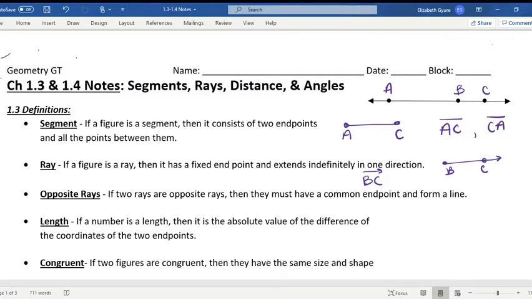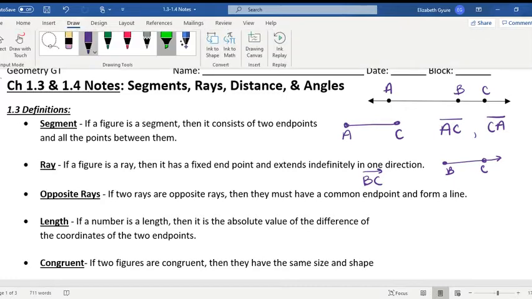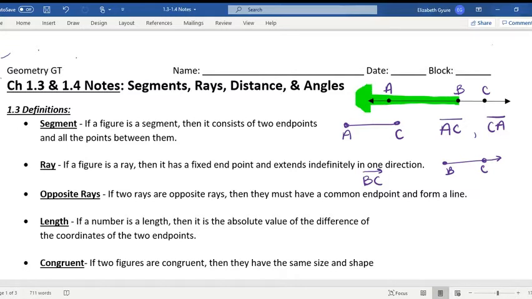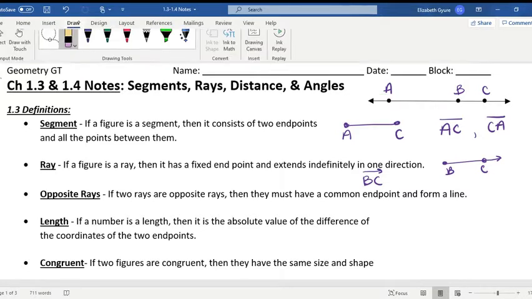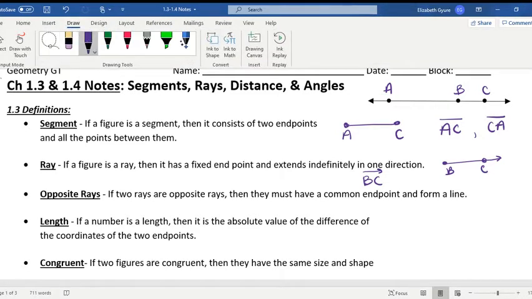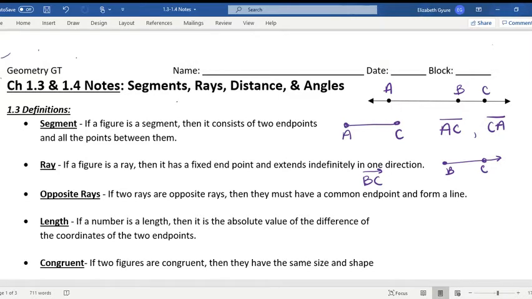If I wrote ray CB, that's actually going in the other direction. So that first letter indicates where our endpoint is, and it tells us where our ray is headed. For example, up above here, if I said ray BA, that's starting at B, heading towards A. So the order you write that in is important. And it's one of the few times that the order is important. With lines and segments, it doesn't matter. With rays, it does matter because they only go in one direction.